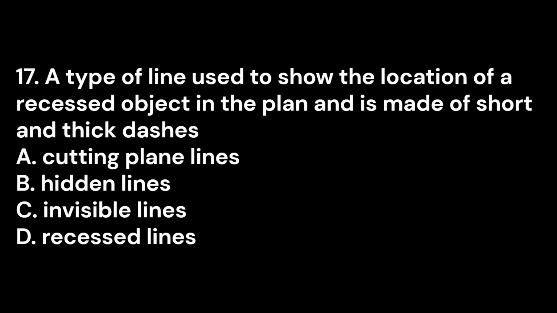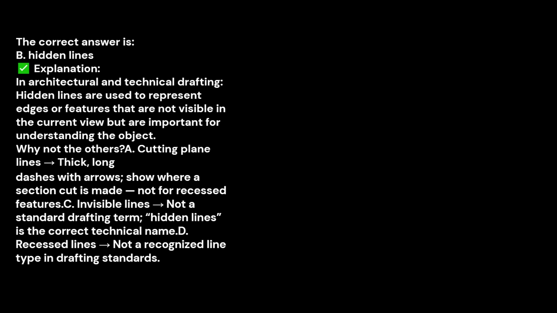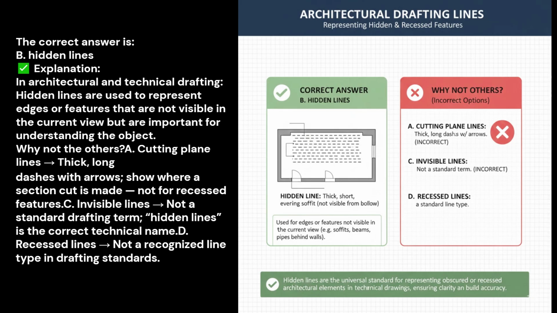Number 17. What joint of pipe is being made if the pipe ends is being beveled? A. Compression joint. B. Solder joint. C. Welded joint. D. Sweat joint. The correct answer is B. Hidden lines.